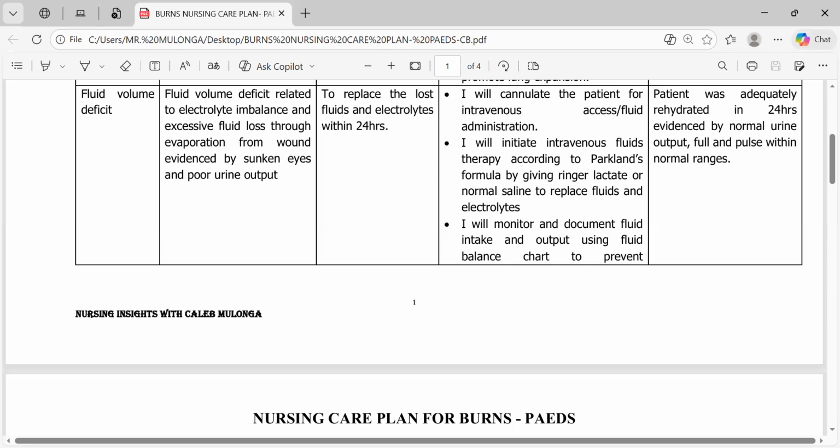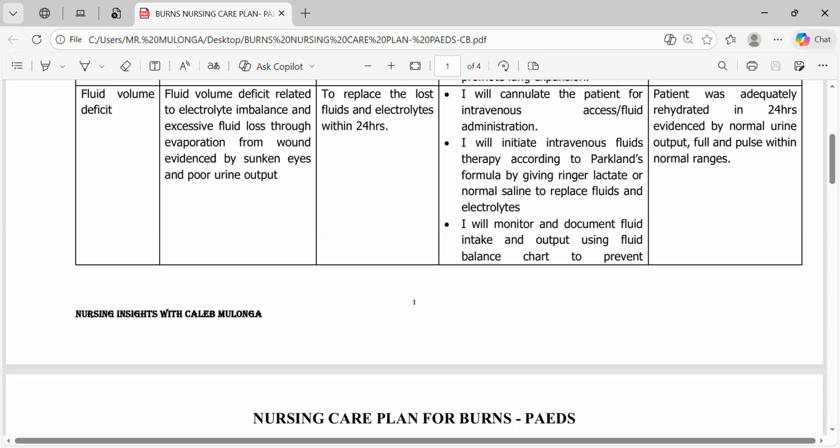Therefore, the problem is fluid volume deficit. The diagnosis is fluid volume deficit related to electrolyte imbalance and excessive fluid loss through evaporation from the wound or from the exposed skin, evidenced by sunken eyes and poor urine output.